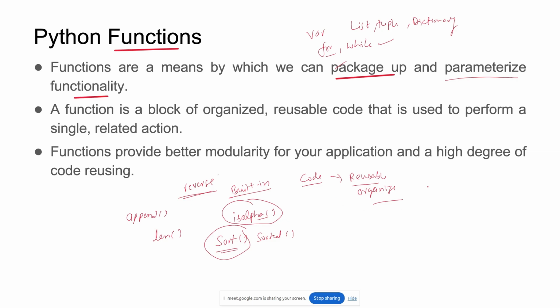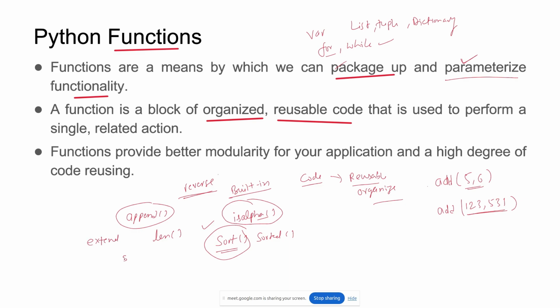Parameterize means we just pass our parameters. For example, we want to create a function of addition, to add two numbers. Initially you give it two numbers, then you can give it two different numbers. Every time you can change the arguments, the parameters, and as per that you see the functionality. So a function is a block of organized, reusable code. The examples I have shown you: sorted, isalpha, built-in, append, extend, all the functions that we have seen.